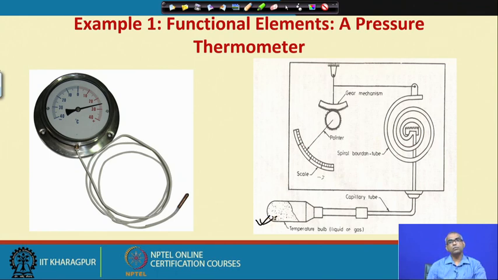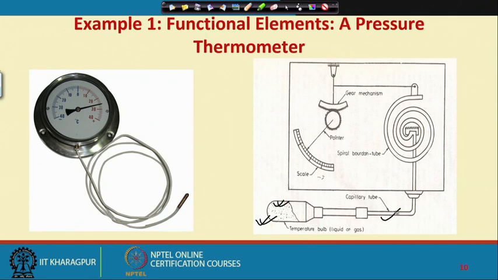First is the bulb, the primary sensing element. It receives thermal energy, undergoes restricted expansion, and a pressure is developed. So, the temperature signal gets converted to a pressure signal. So, it is also a variable conversion element. So, the bulb is both the primary sensing element as well as the variable conversion element. Then comes the capillary tube. It transmits the pressure from the bulb to the Bourdon tube. So, the capillary tube is the data transmission element.